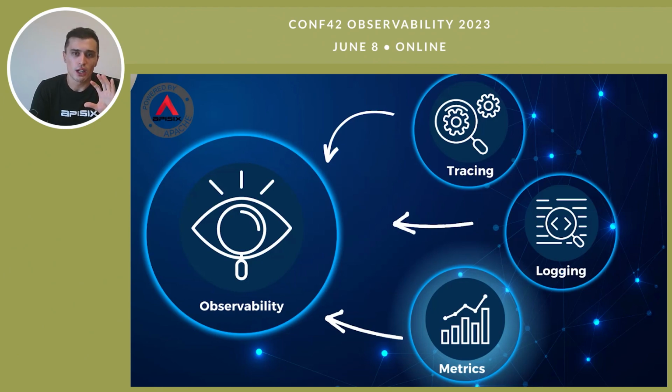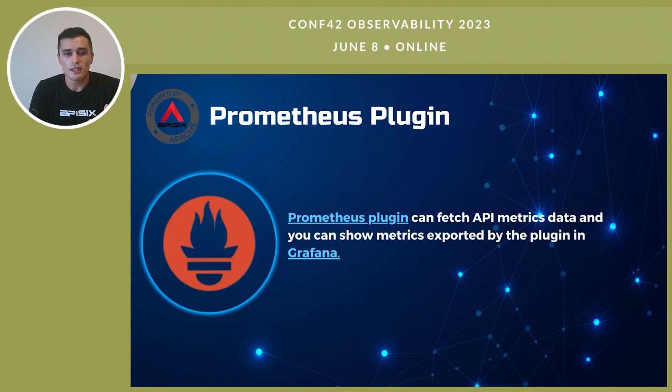Once API metrics are collected, you can track them with metrics tracking tools such as Prometheus. For this, Apache APISIX provides a Prometheus plugin. It's capable of fetching all the API metrics data, and you can show these metrics exported by the plugin on Grafana visually at the end. In the demo section, I included, you will also see how to enable this Prometheus and HTTP logger plugin.